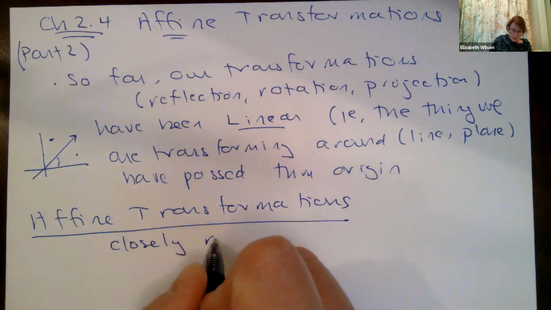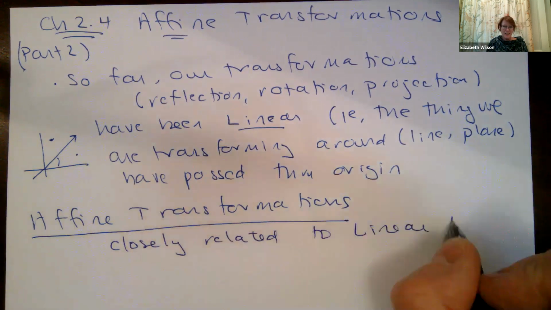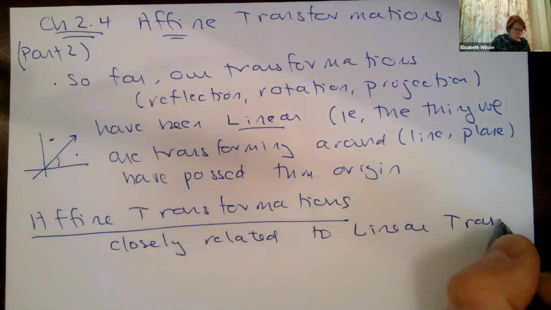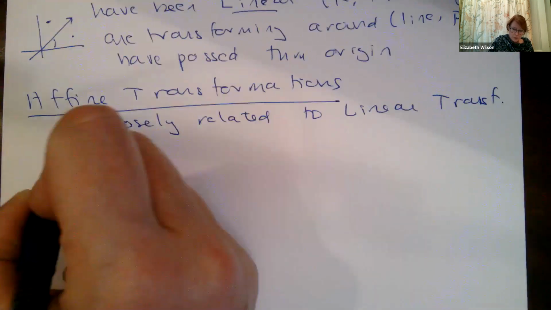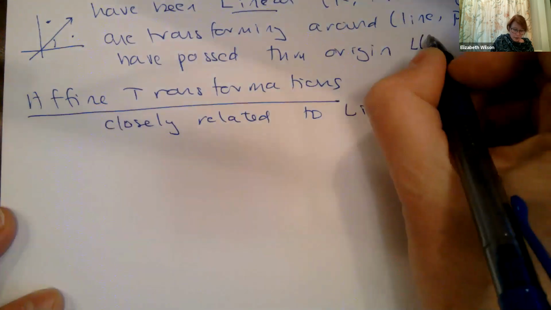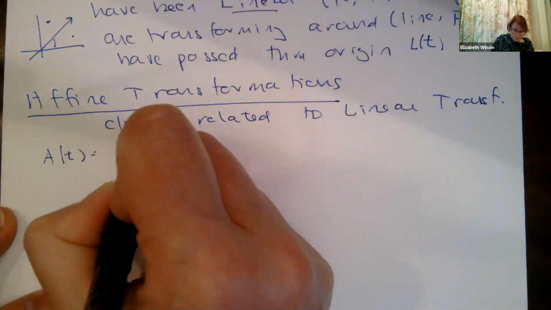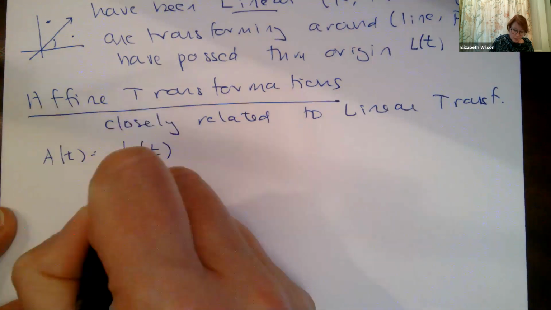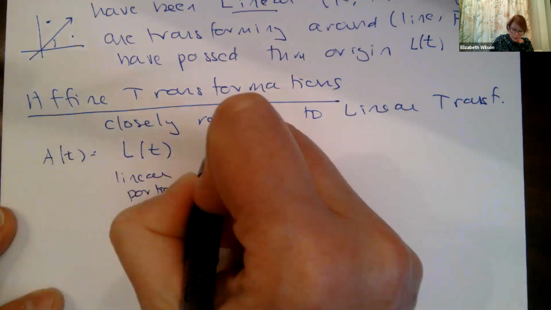The linear transforms, and they're closely related like this. So my affine, this would have been like a linear transform, right? So my affine transform is going to be a linear portion and then plus some point. And this is our affine.